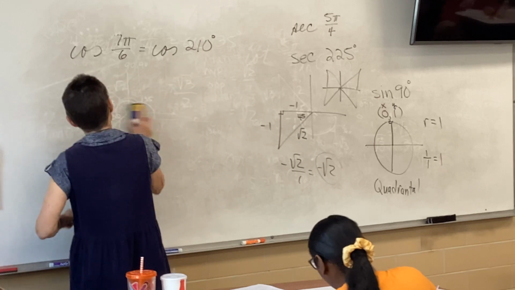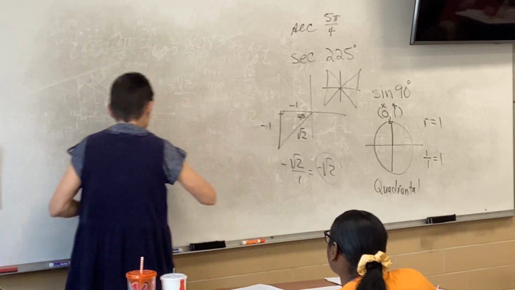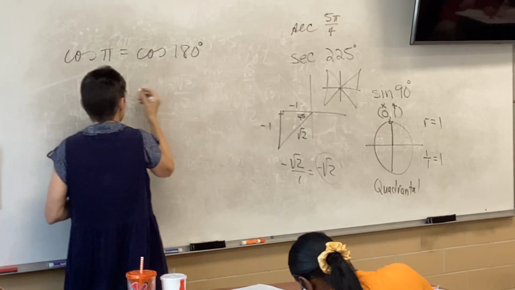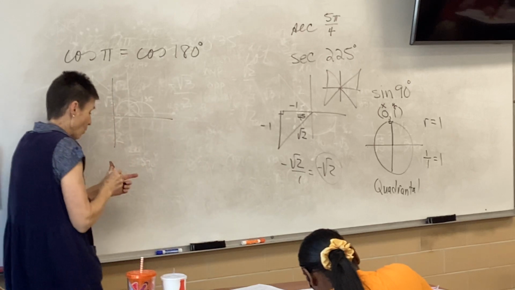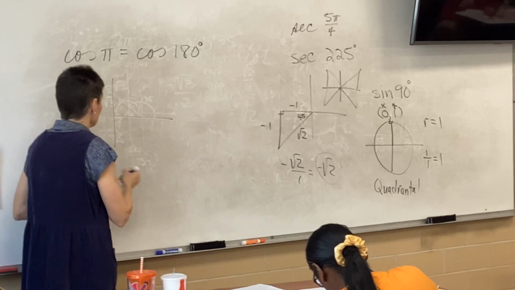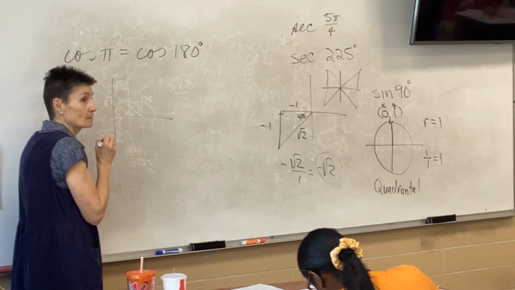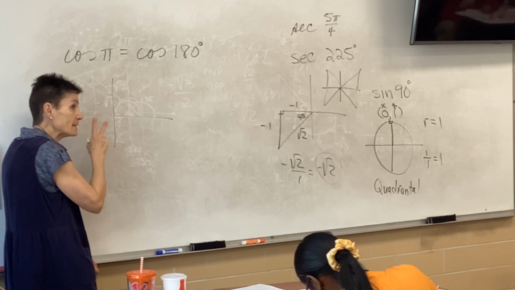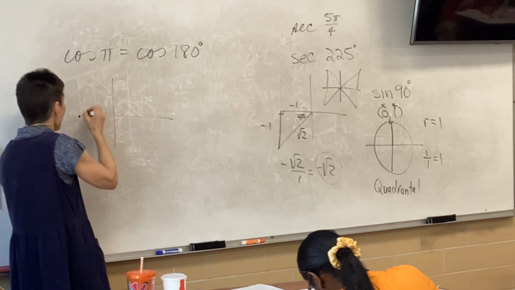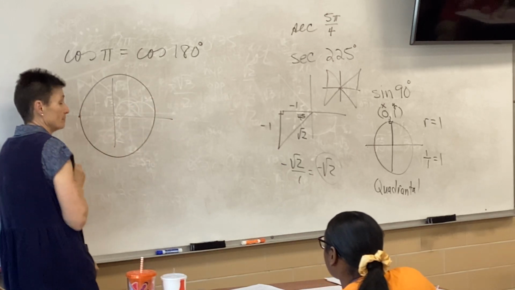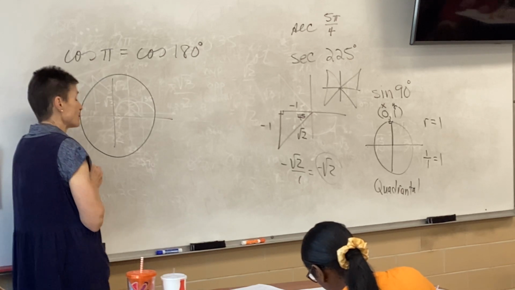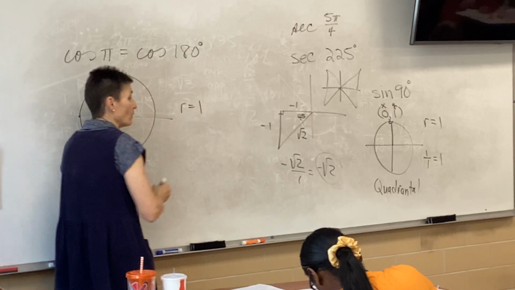Cosine pi. What's pi equal? Pi radians is 180, so we're looking at 180 degrees. So here's my setup. Where's 180? Isn't it right here? Again, you're on an axis. No triangle, no SOHCAHTOA. When you're on an axis, you're going to draw a circle. You're going to arbitrarily let the radius of the circle be anything you want. I'm always going to use 1.